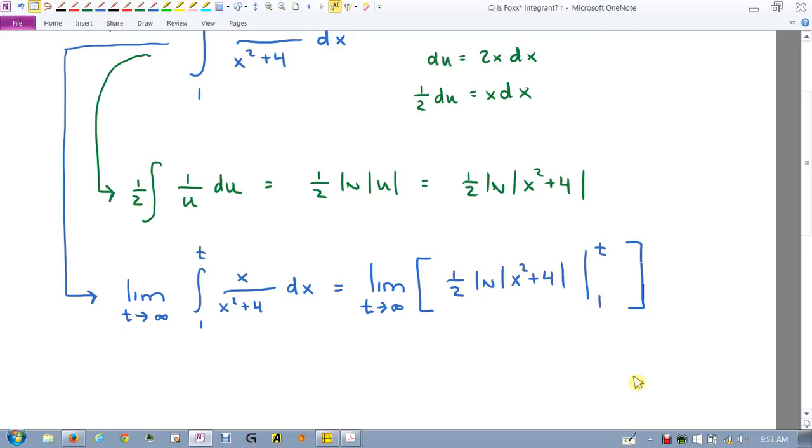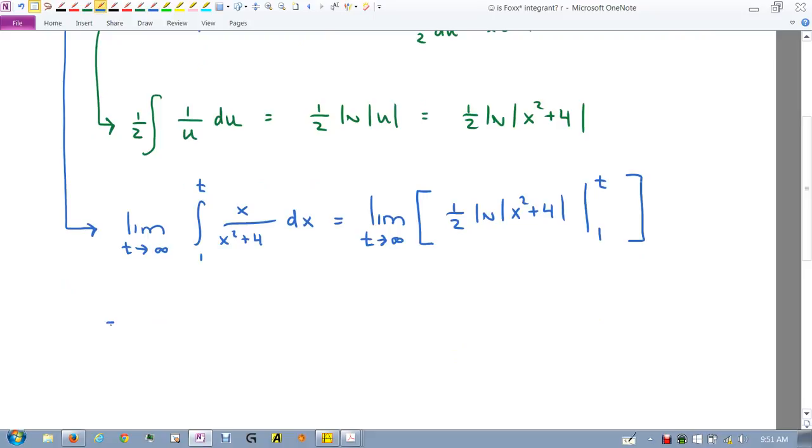And what do we have? What happens when you plug in t and then let t go to infinity there? It goes to infinity, right? When I plug t in here and then let t go to infinity, I get natural log of infinity. It becomes infinite. And then who cares what I get when I plug in 1? It's just going to be a number. So this thing becomes infinite.